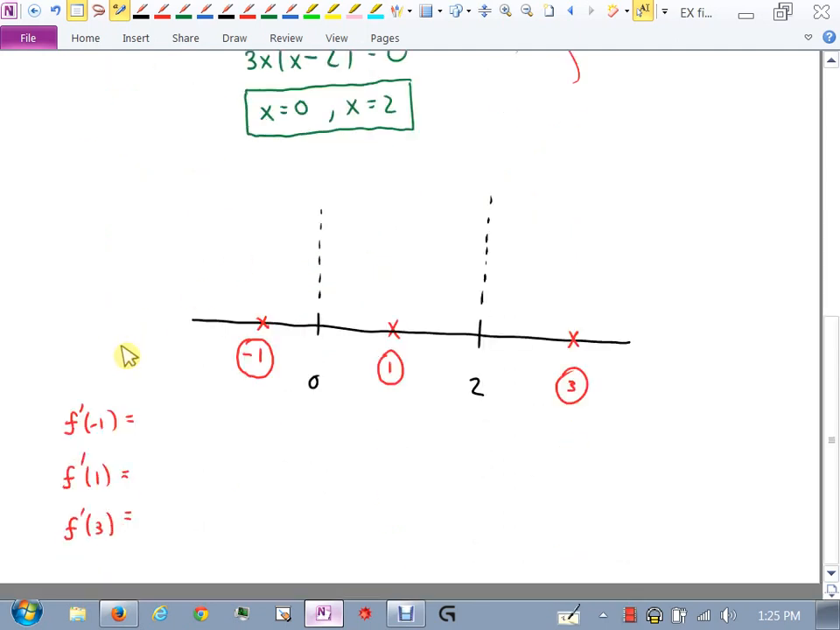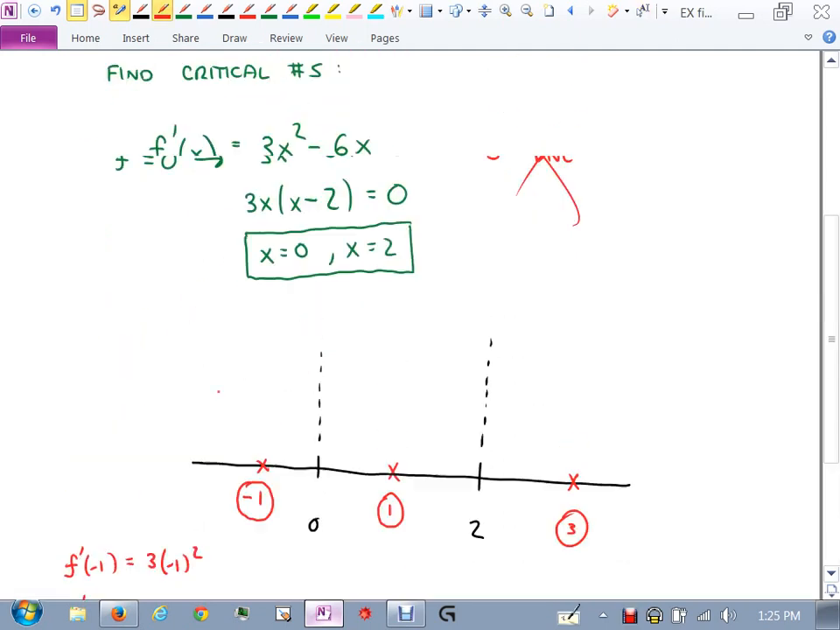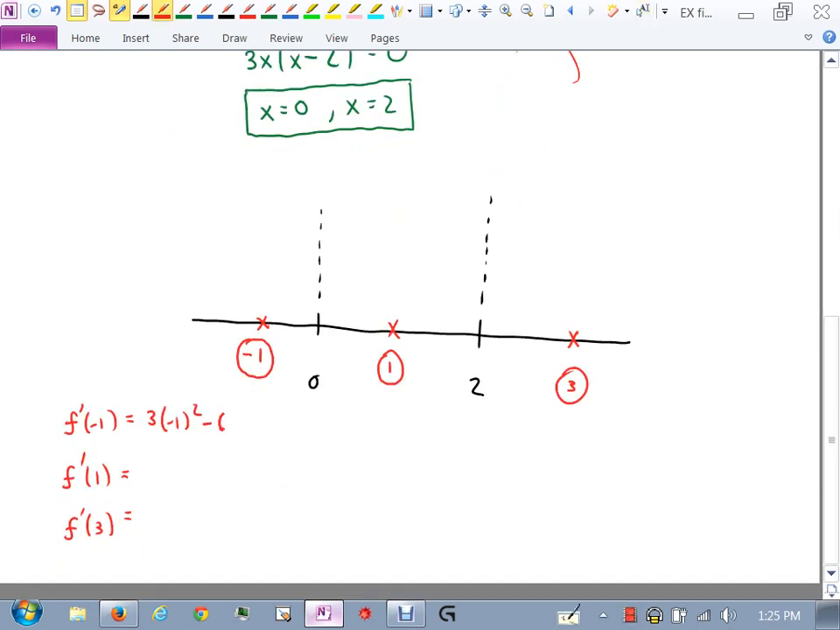So plugging -1 into that, I get 3 times -1 squared minus 6 times -1. What do I have there? 9. And 9 is greater than 0, right? It's a positive number, right? So what does that tell me is happening over here? It's rising, it being the original function. So I'm going to put this, watch. F prime is greater than 0, which means F, not F prime, is increasing here. Notice the difference. The derivative being positive over here tells me that the original function is going up over here. Yes?